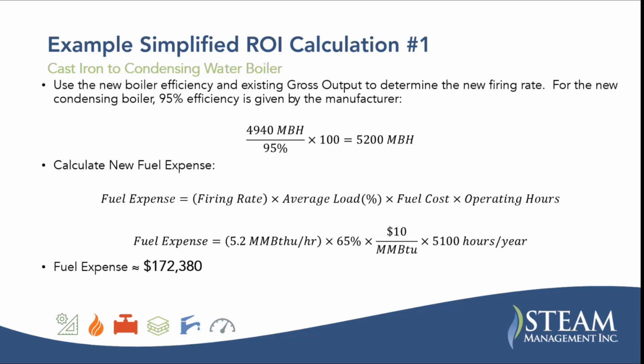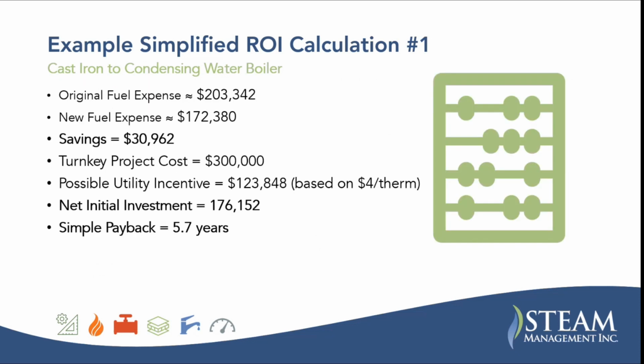Basically what you want to do is use the new efficiency of your condensing boiler at 95% to get a new firing rate. Use that times the boiler load or average load, and then get a new fuel expense. And that is basically your savings. So you're going to have about a $31,000 savings there from your original to your new.